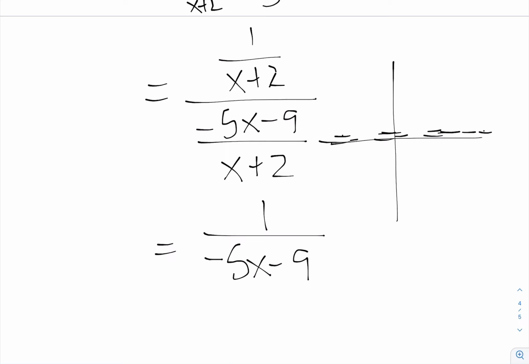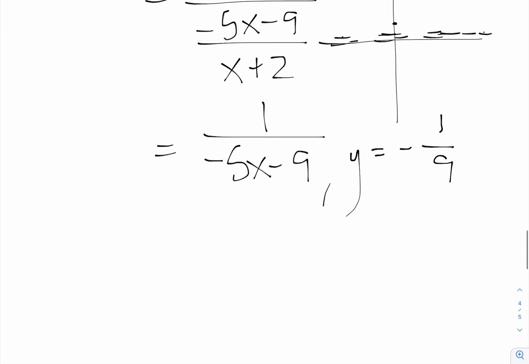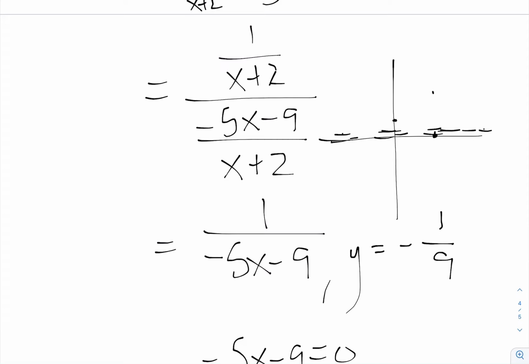Now, as for the y-intercept, that's when x is equal to 0, so this will be 1 over negative 5 times 0, so 0 minus 9. So the y-intercept will be negative 1 over 9, so that'll be right there. And then as for the vertical asymptote, that's when negative 5x minus 9 equals 0. So that's when the denominator equals 0. We can divide both sides by negative 1, so x will be positive 9 over 5. That's going to be kind of right here. So that's the vertical asymptote, and we can picture what this graph is going to look like. It's going to look something like this.